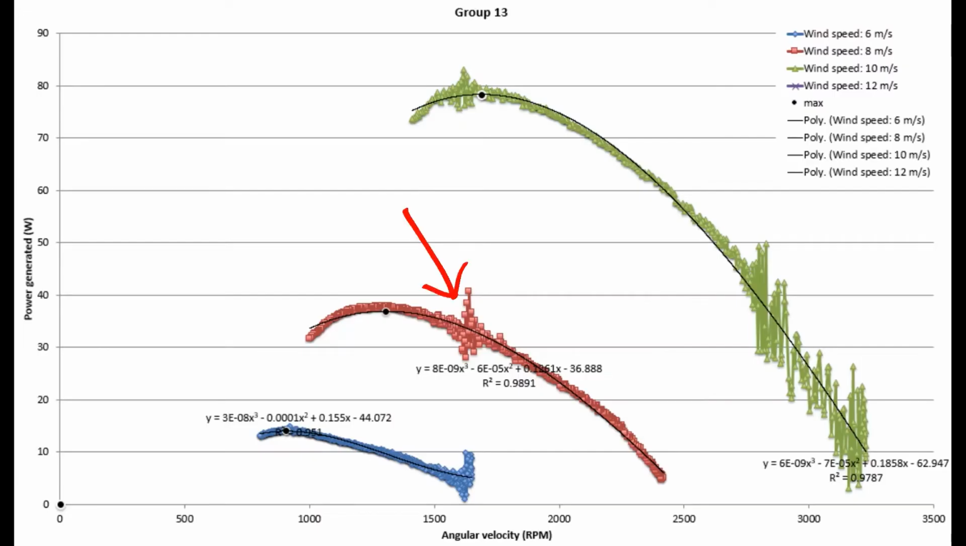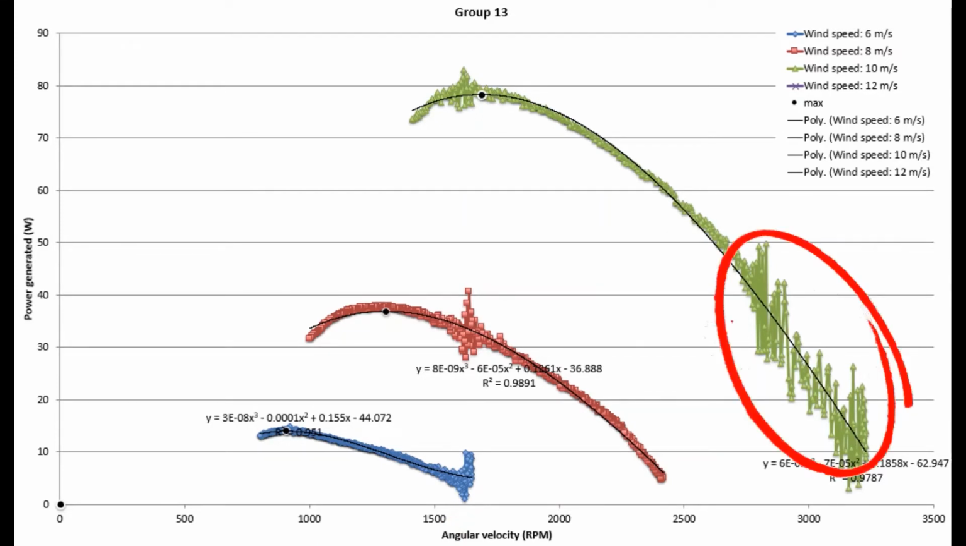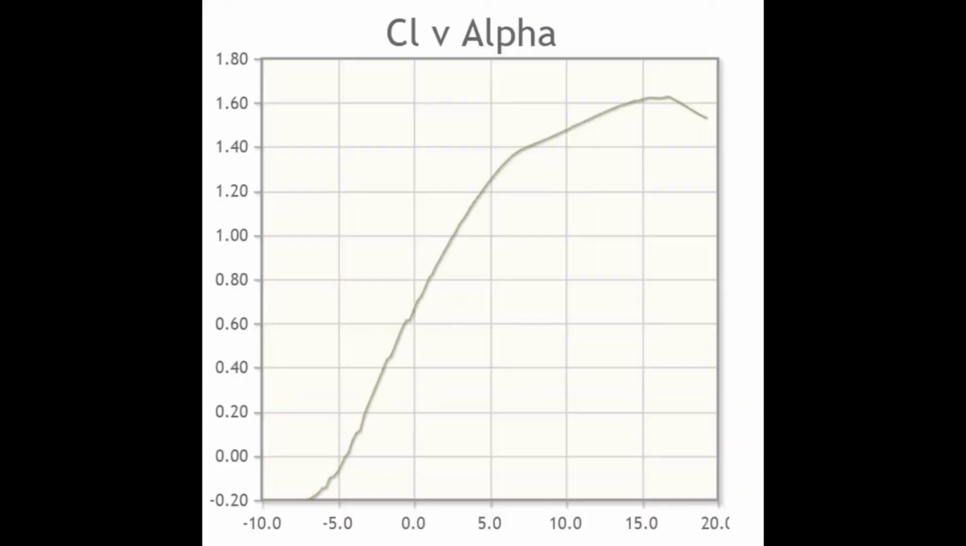The power oscillation, which occurred at all wind speeds at an angular velocity of about 1,600 rpm and at high RPM of over 2,700, was due to resonance. The natural frequency of the structure was reached, which caused the blades to oscillate back and forth. Thus, the wind came from different angles of attack, and therefore, the power output oscillated.